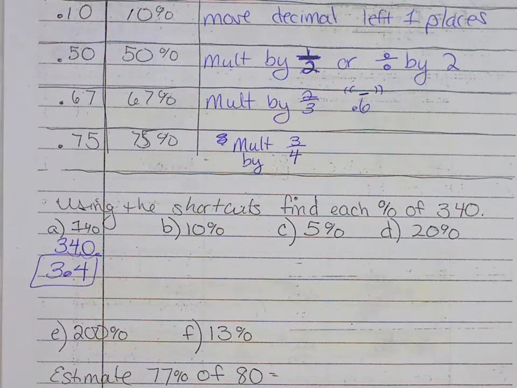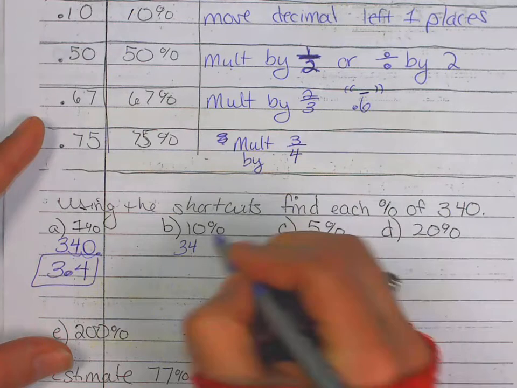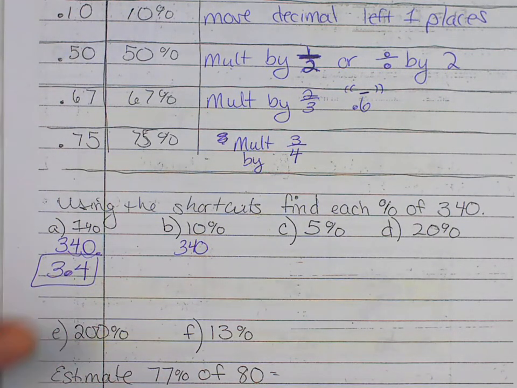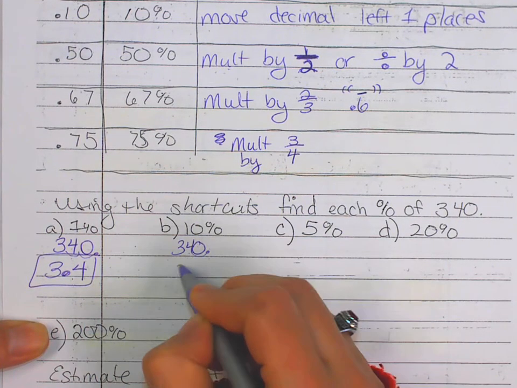It should be a small amount, right? 3.4 of 340 is 1%. 10%. Let's stick this down. 10% should be a bigger number than the last one, right? So 10% is when I move the decimal left 1 place. So that's 34.